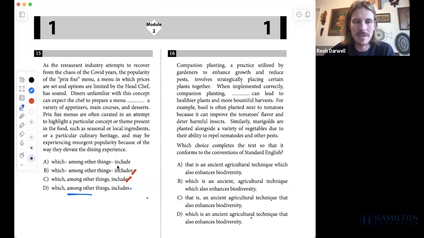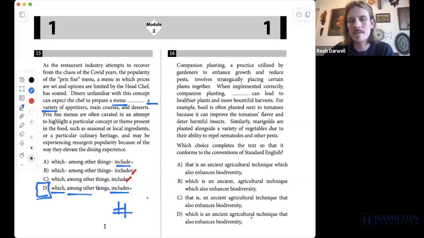Now, finally, we have include or includes as our verb tense because the non-essential phrases are correct. The lack of colons are correct. And we know that we want it to be includes because of this which, right? A menu which includes. So that it is correct in number for includes. Non-essential phrase is correct. And we don't want the colon because what comes before the colon needs to stand on its own as an independent clause. So that is how we arrive at D.